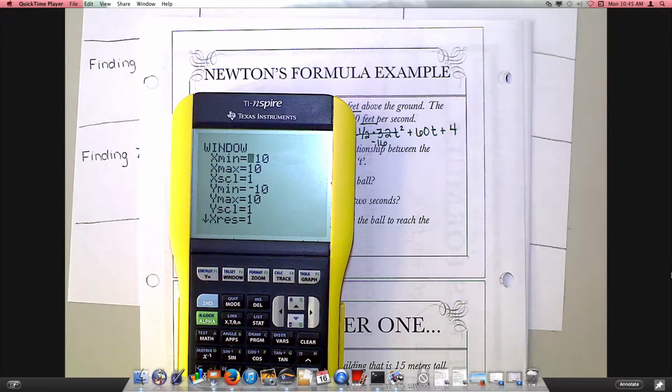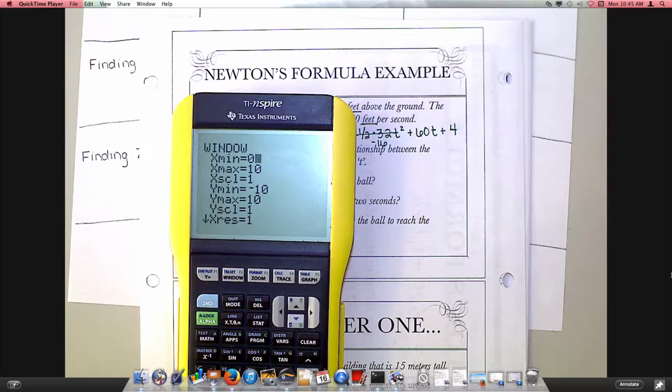What does x represent in this problem? Remember, we put x in place of t. Time. So do we need to go back in time? No. So what's the smallest time that we need? We need a time of 0. Yeah, the smallest time we need is 0. So where it says x min, we're going to make that 0.